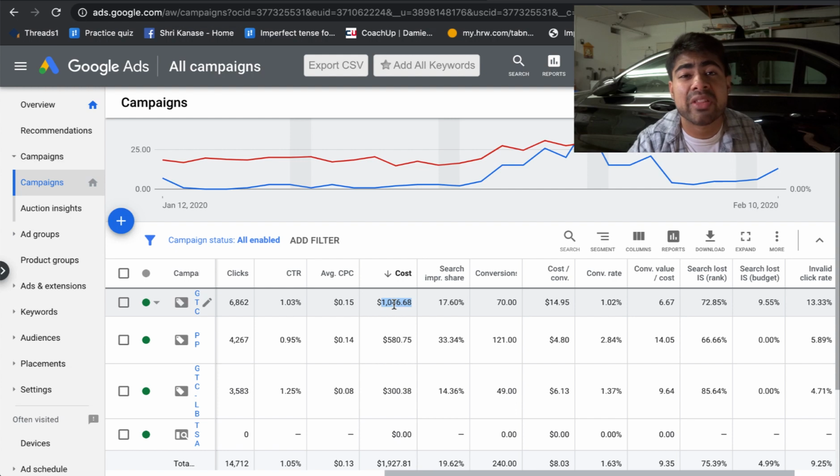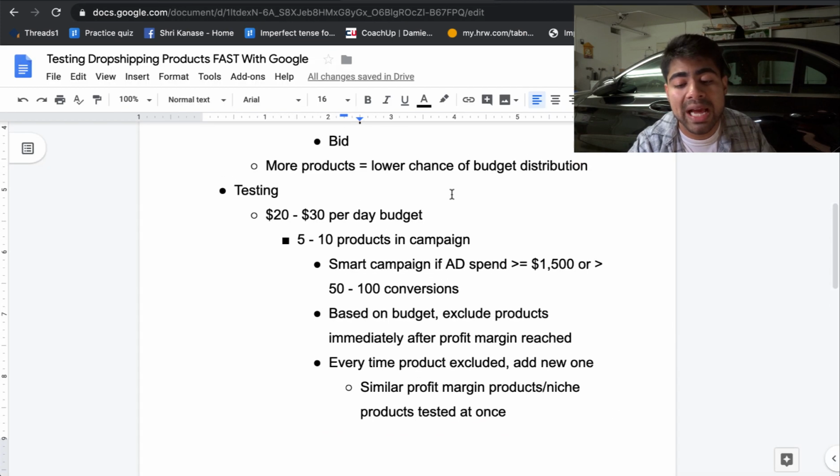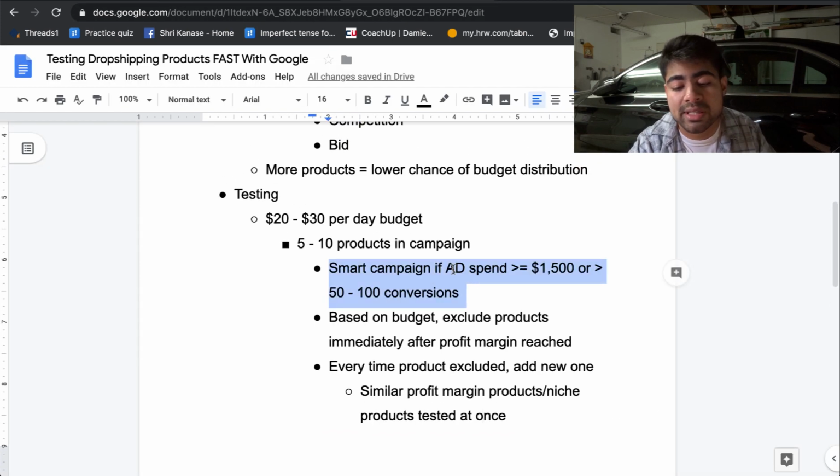What I did is basically I was letting my first general testing campaign run for a few days, and after that I identified those products which had at least one single sale, or those products which were spending the most amount of money, and made sure that the number of products was between 5 to 10. I immediately created a brand new smart shopping campaign after this Google ad account had followed the following criteria, which is ad spend above 1500 or 50 to 100 conversions. Then I launched this new smart shopping campaign with these 10 products.